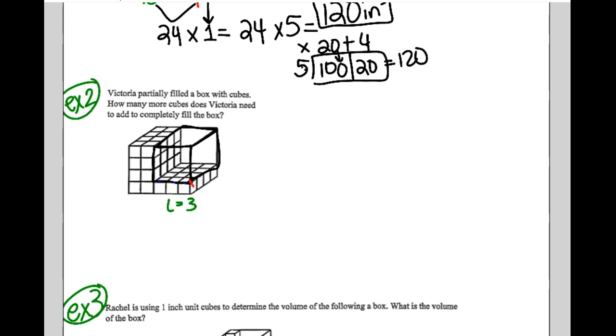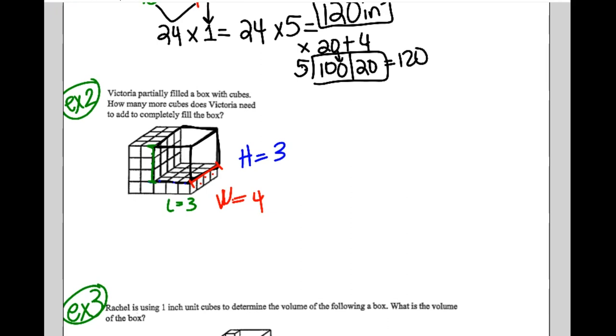Let's look at the width. So from here to here, how many cubes do I see? 1, 2, 3, 4. So height equal, or not height, width. Width equals 4. And then lastly, let's do our height. Our height is going to go from top to bottom. So here, and then how many cubes do I see there? 1, 2, 3. So our height is 3 again.